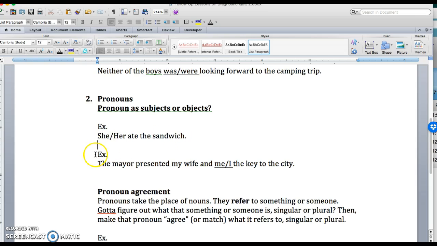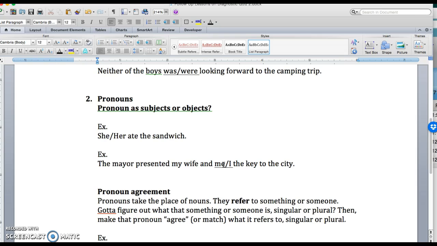Where it gets trickier is when the pronoun is actually not the subject of the sentence, but it's the object of the sentence. So let's look at this example. The mayor presented my wife and me or I the key to the city. What's the subject of the sentence? It's mayor, right? So when the pronoun in the sentence, which is one of these two words, is an object of the sentence and not the subject, then you're going to use me instead of I.